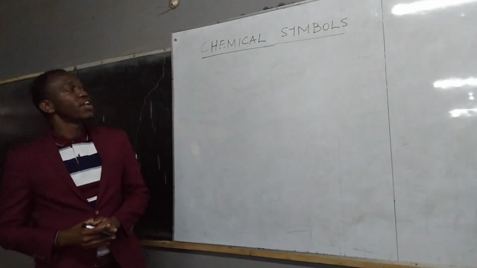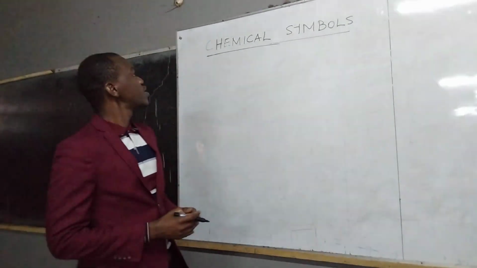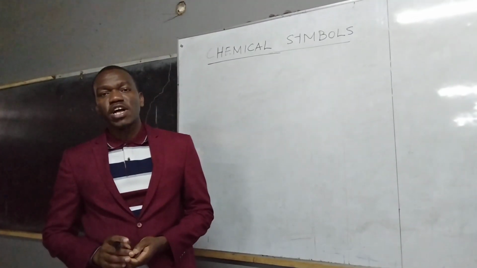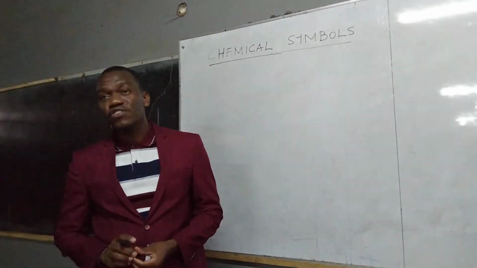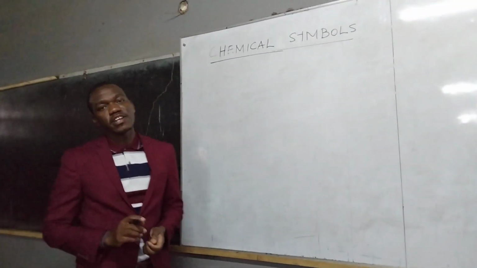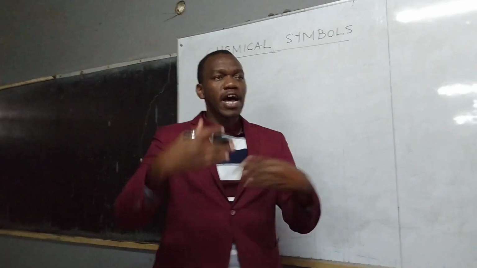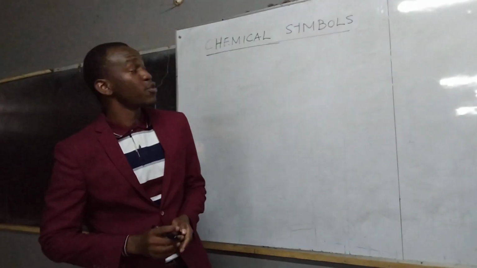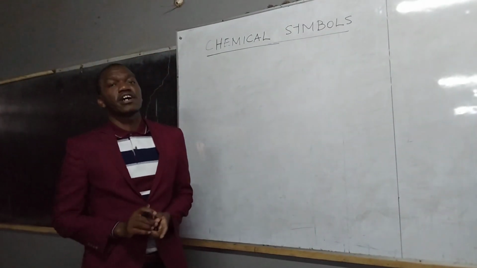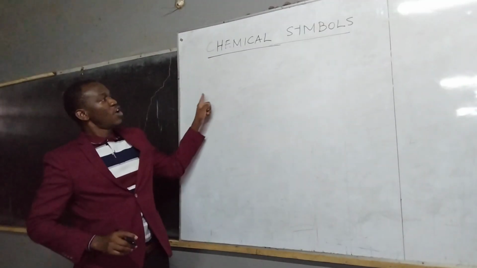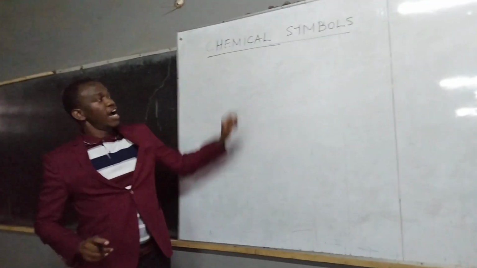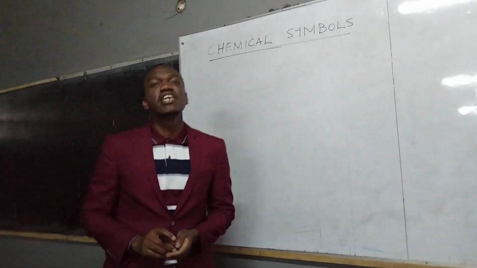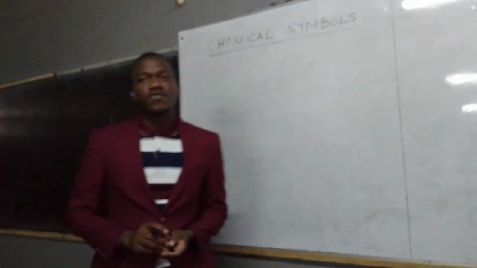I want to handle a very basic area of chemistry called chemical symbols. Chemical symbols are a very fundamental area in which most students, when they fail to get that area, find it hard, especially writing the chemical formula and writing chemical equations, because you cannot write a chemical formula until you know how to write a chemical symbol, and you cannot write a correct chemical equation until you know how to write the correct chemical formula.